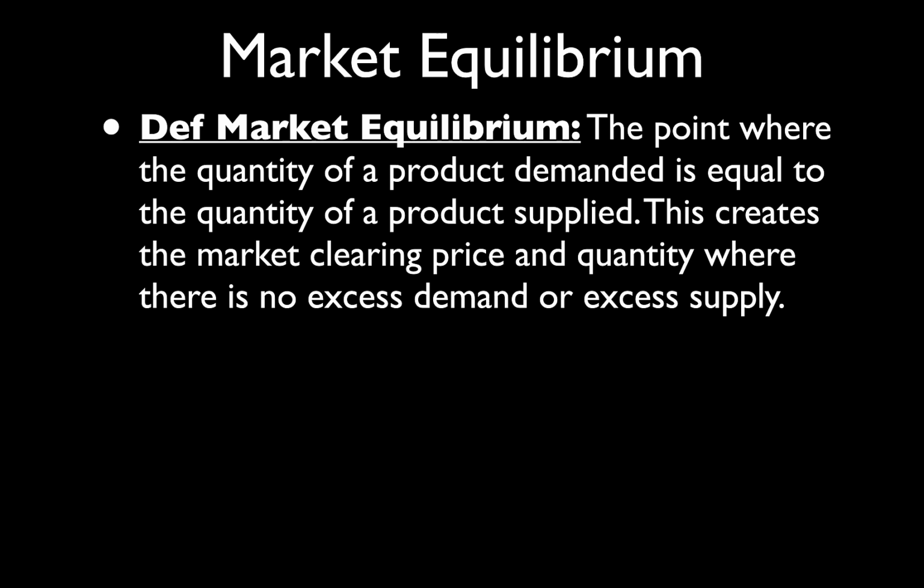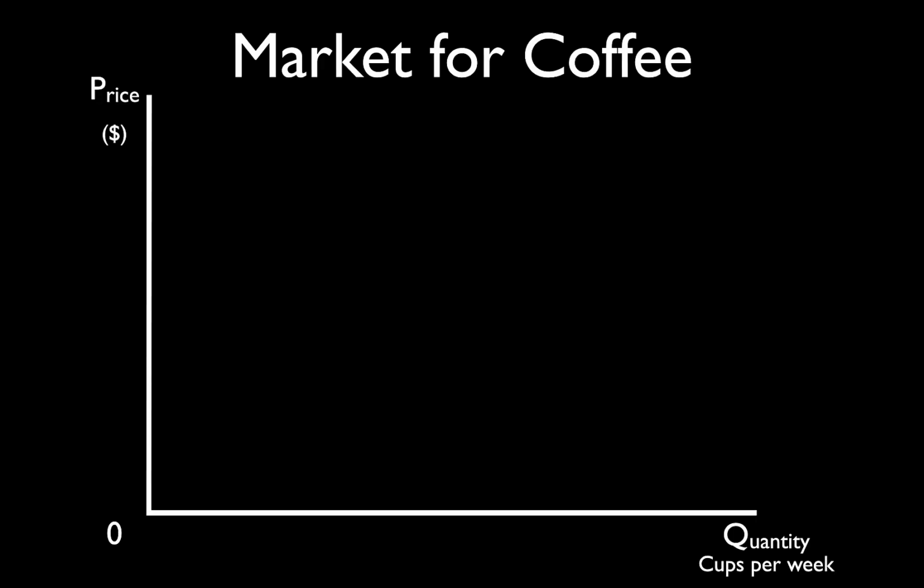We want people to be able to buy the amount of a good that they want if suppliers are willing to sell that amount at that price, assuming no externalities. This creates the market clearing price because there's no excess demand or excess supply, and we're going to start to look at excess supply today. So this creates the market clearing price and quantity where there is no excess demand or excess supply.